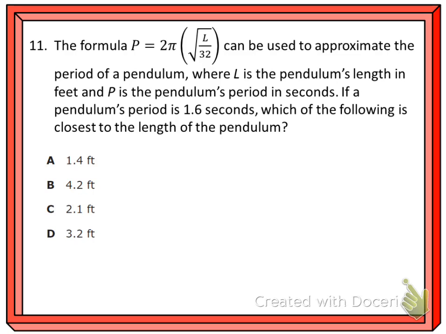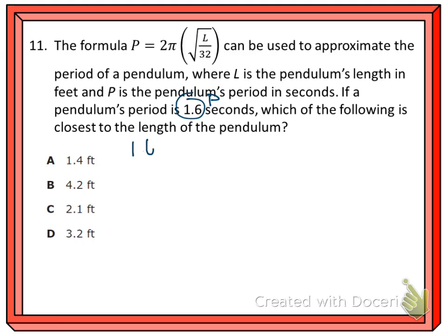of the pendulum? Of course, one of the things that you could do if you totally blanked and couldn't solve this equation, if you have those answer choices, you just plug them in there and see which one gives you approximately 1.6 as the answer. Guessing and checking, working backwards, whatever you want to call it. But we're going to go ahead and solve this thing algebraically, and then we'll have to punch it into the calculator. So the P value is 1.6, and I'm solving it for L.